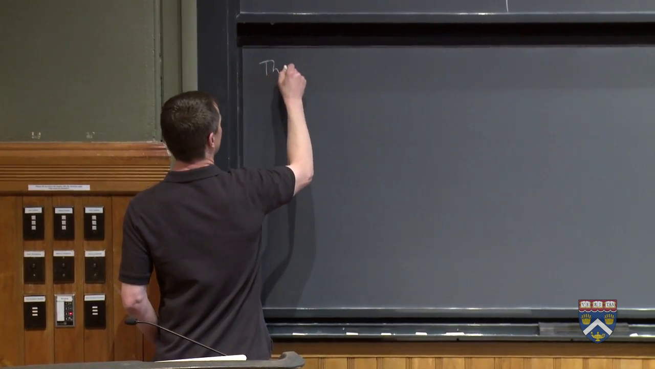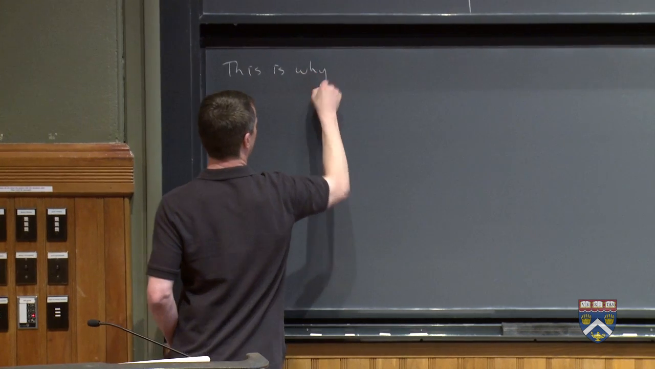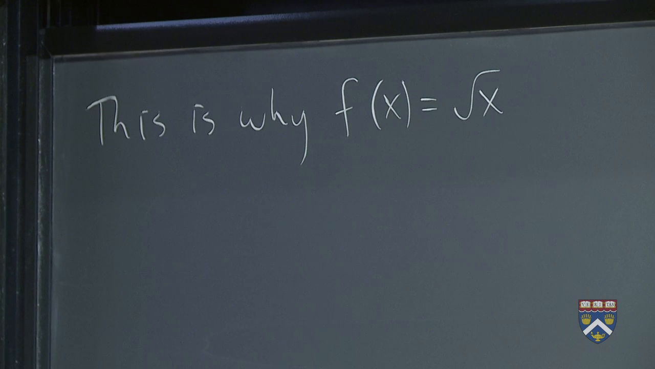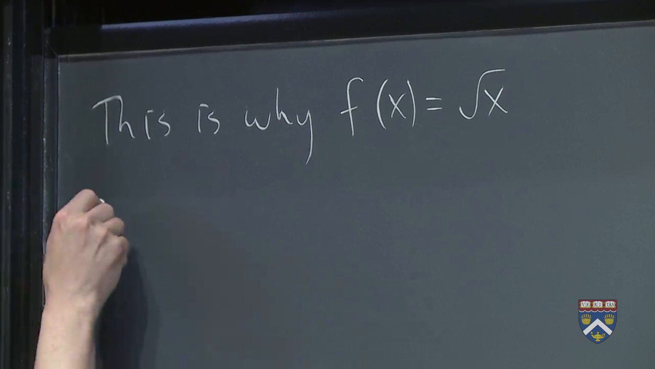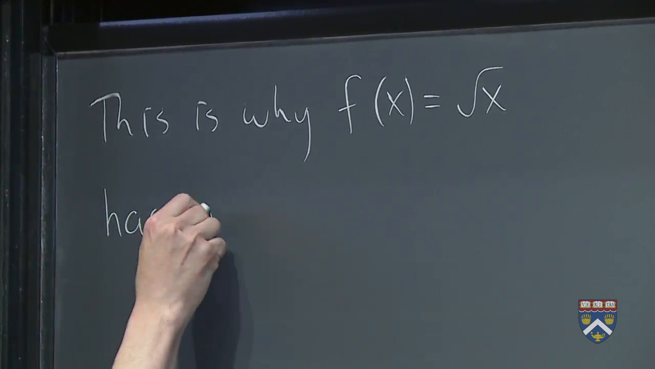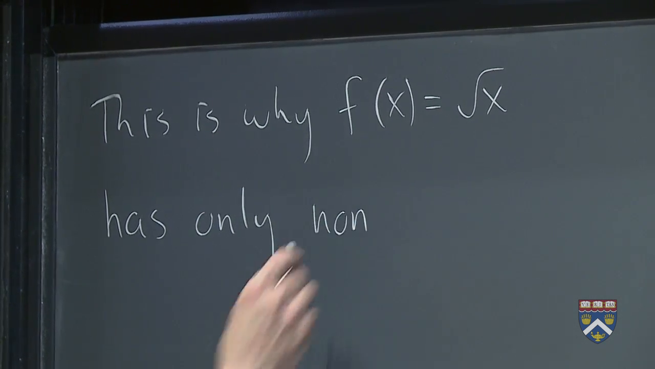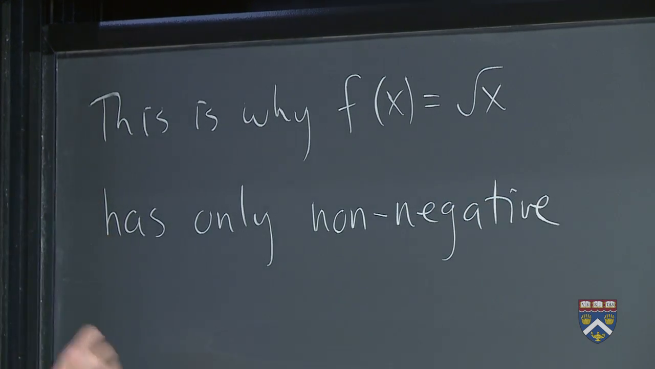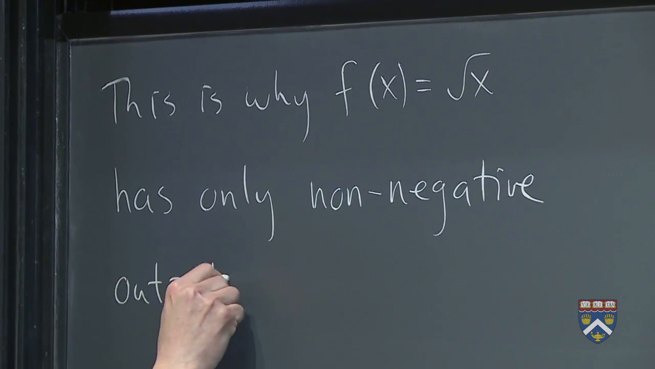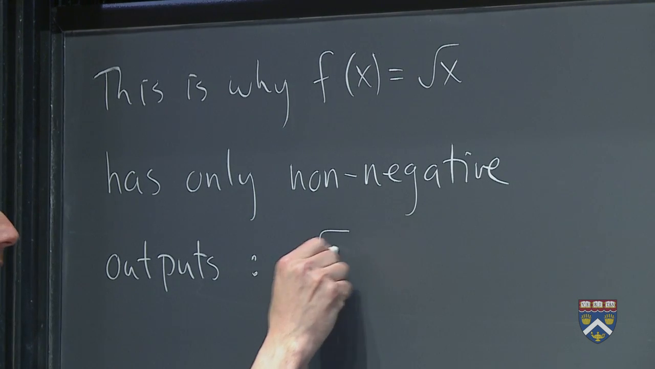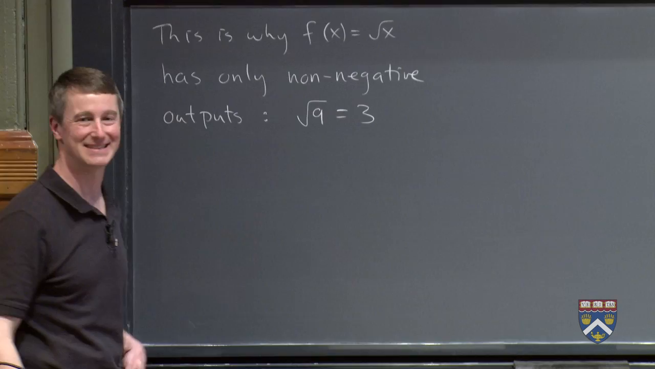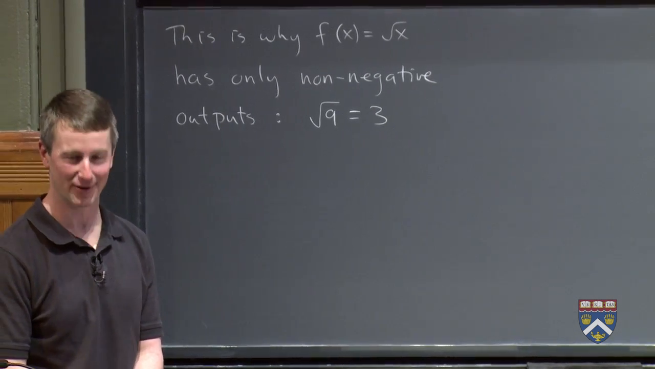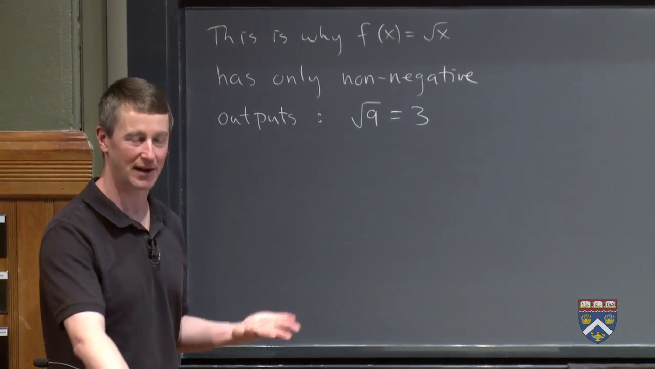So this is why we can write f of x equals square root of x. This is a true function, has only non-negative outputs. That is to say, the square root of 9 is always 3. It is never negative 3. All around the world, always positive 3, never negative 3. Because we want the square root to be a function.